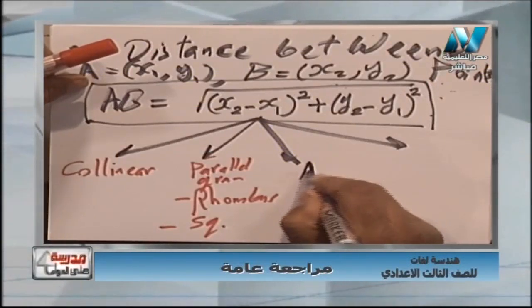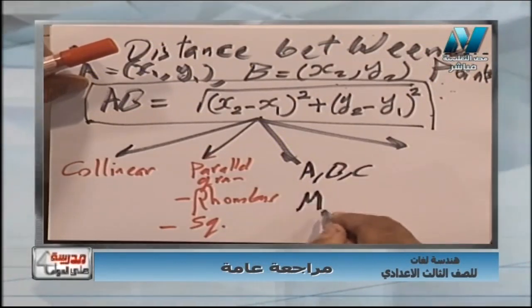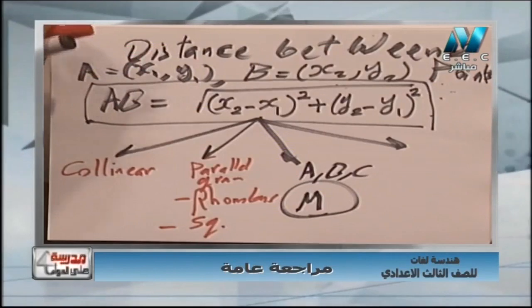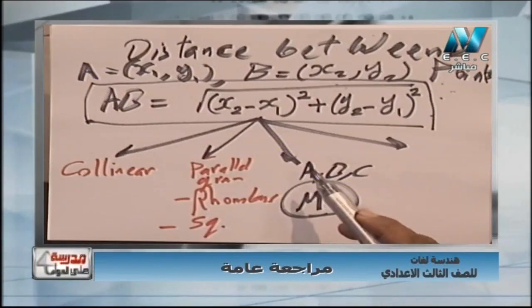If we have 3 points A, B, and C, and you have a center point M, how can we use this rule to prove this is a circle? By using the distance between M and A, and also MB, and MC. If we have MA equals MB equals MC, then the 3 distances are equal. Then it means these points are equidistant from a fixed point.